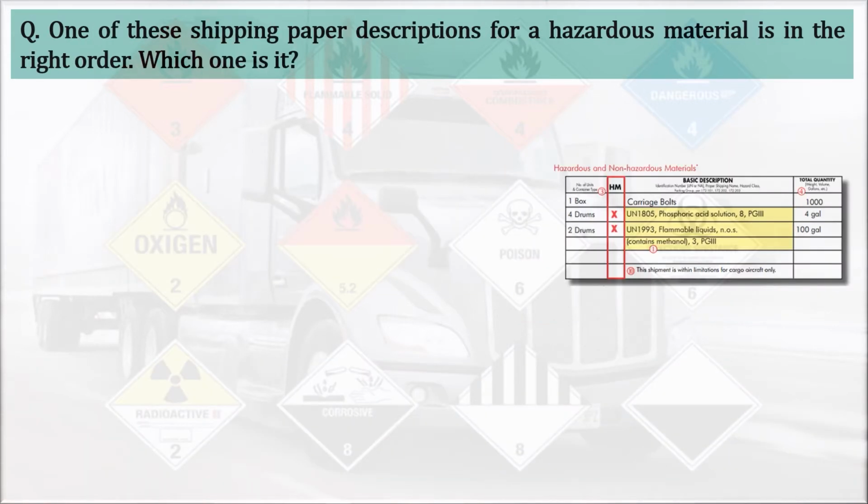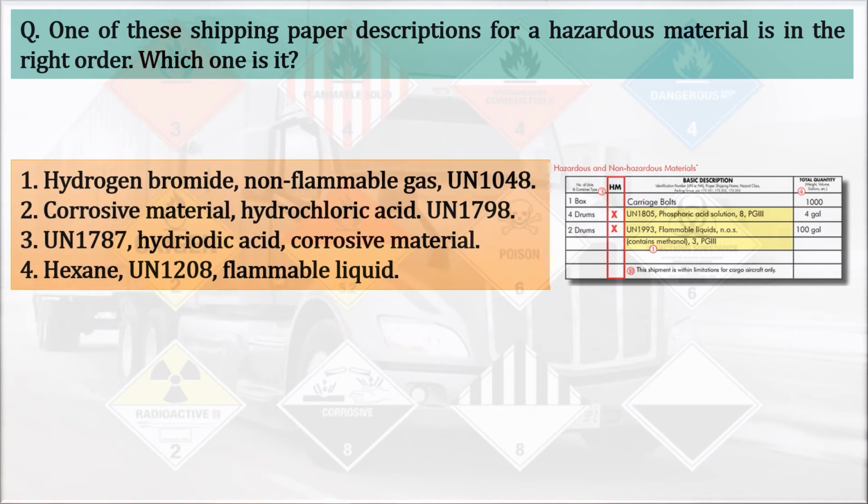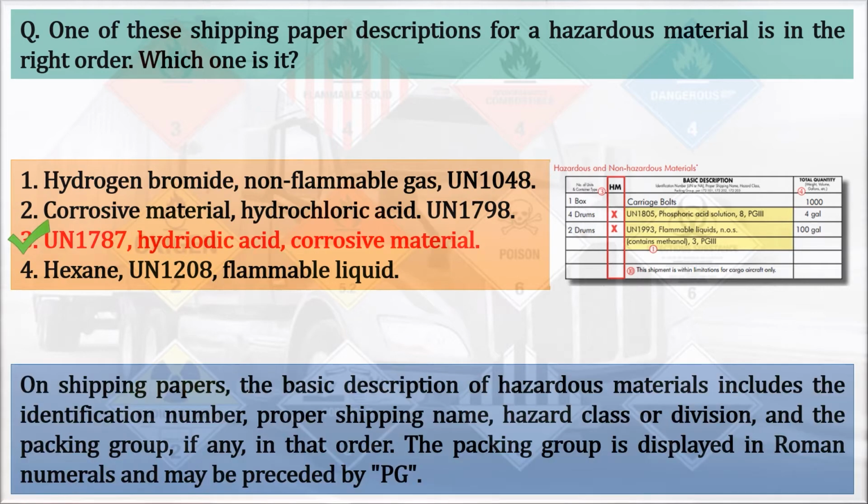Question: one of these shipping paper descriptions for a hazardous material is in the right order. Which one is it? Option number 1, hydrogen bromide, non-flammable gas, UN 1048. Option number 2, corrosive material, hydrochloric acid, UN 1798. Option number 3, UN 1787, hydriodic acid, corrosive material. Option number 4, hexane, UN 1208, flammable liquid. The answer is option number 3, UN 1787, hydriodic acid, corrosive material.